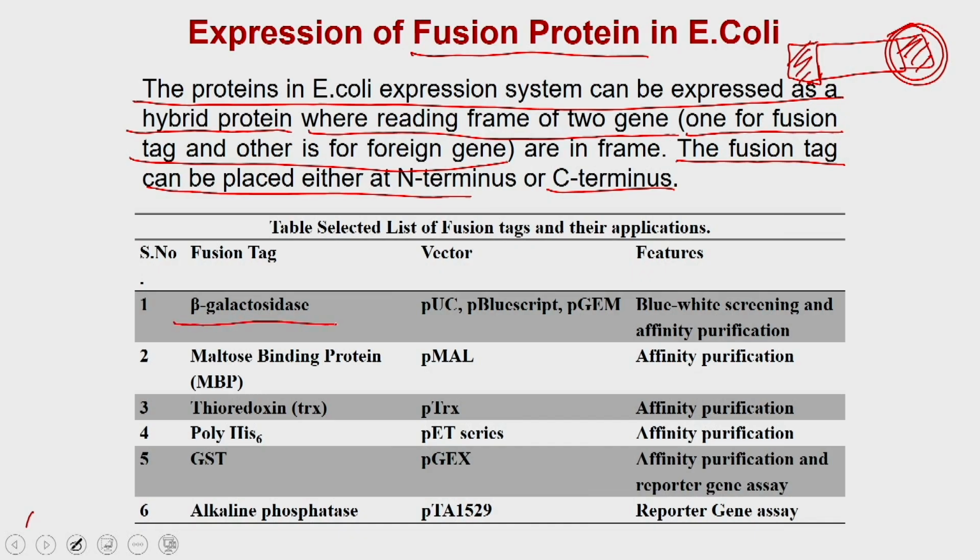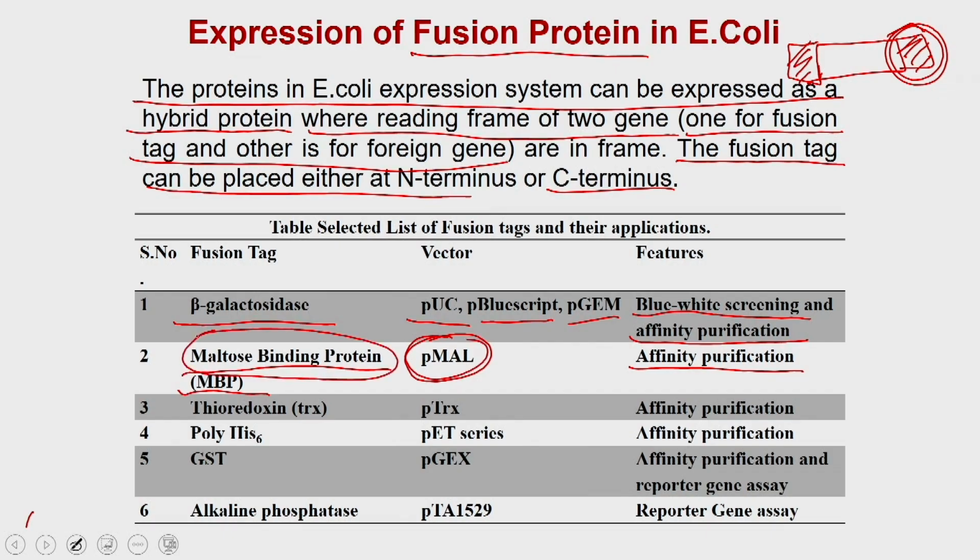You can have beta galactosidase, an enzyme, as a tag, and the vectors you can use for this purpose are called pUC, pBluescript, or pGM. What is the advantage of this type of tag? You can use this tag for blue white screening, as well as for affinity purification. Similarly, you can have the maltose binding protein, or MBP. The vector where it is already cloned is called pMAL, and it has the advantage that you can use the maltose binding protein as a tag to purify using affinity chromatography.